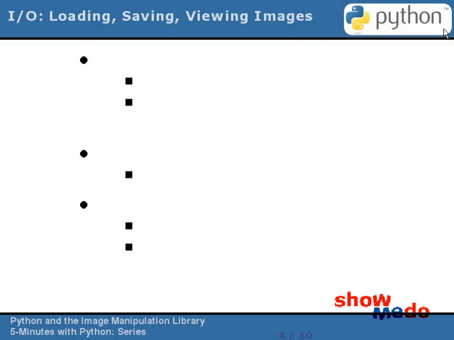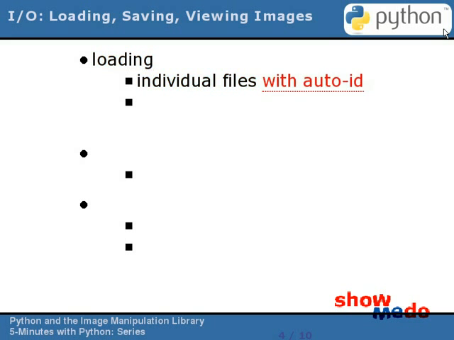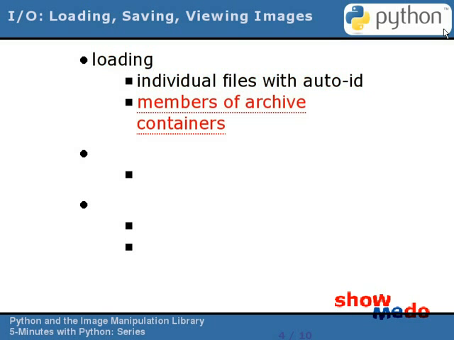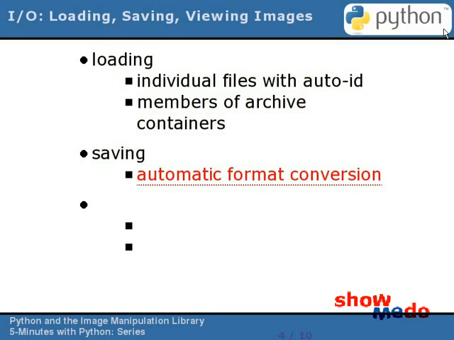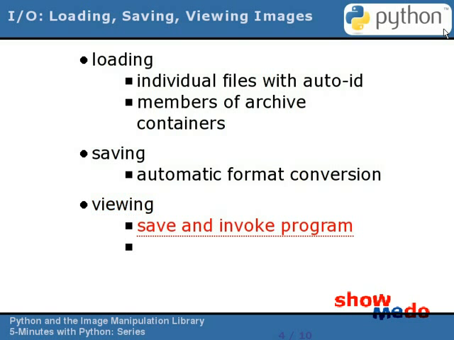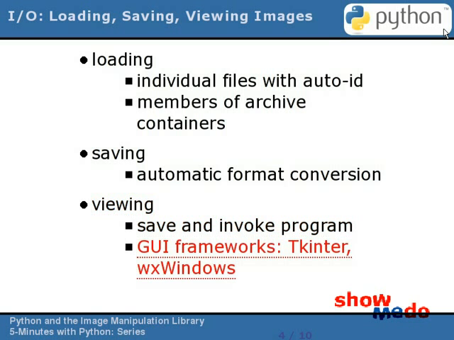PIL provides several ways of getting images into and out of your program. Besides reading from files, with automatic format identification, by the way, it supports reading from archive containers such as tar files. And when saving out an image, PIL will automatically convert it to the destination format. For quickly viewing an image during development, PIL can save it to disk and run a viewer program, and you can embed your images in various other GUI frameworks.